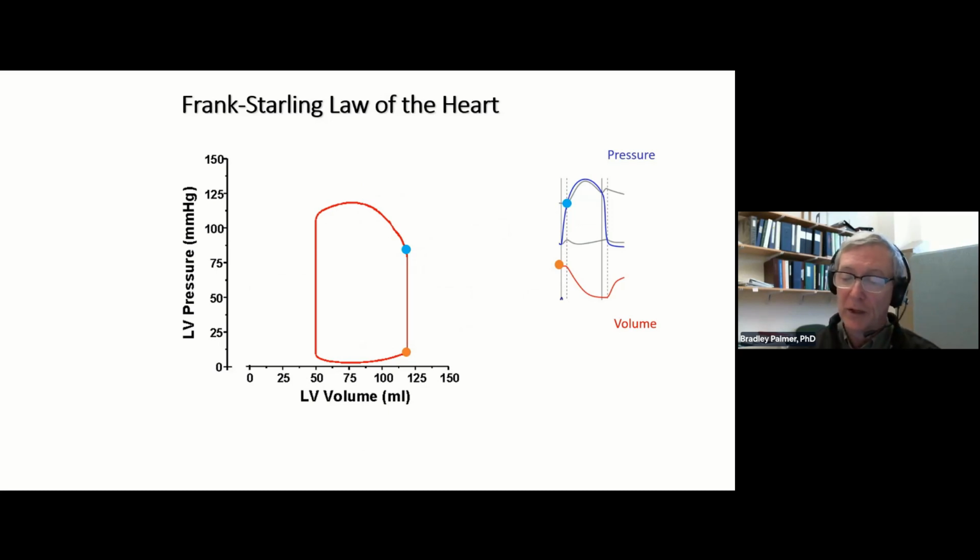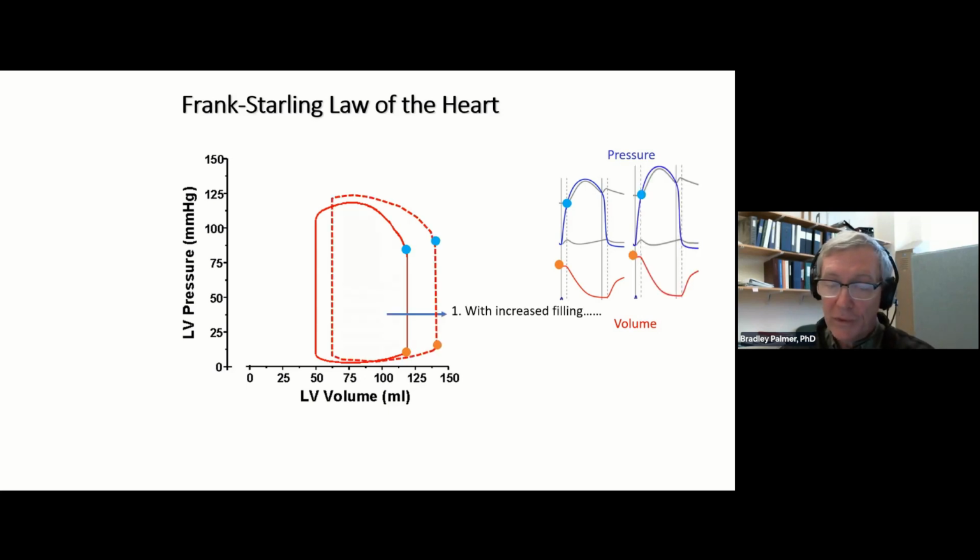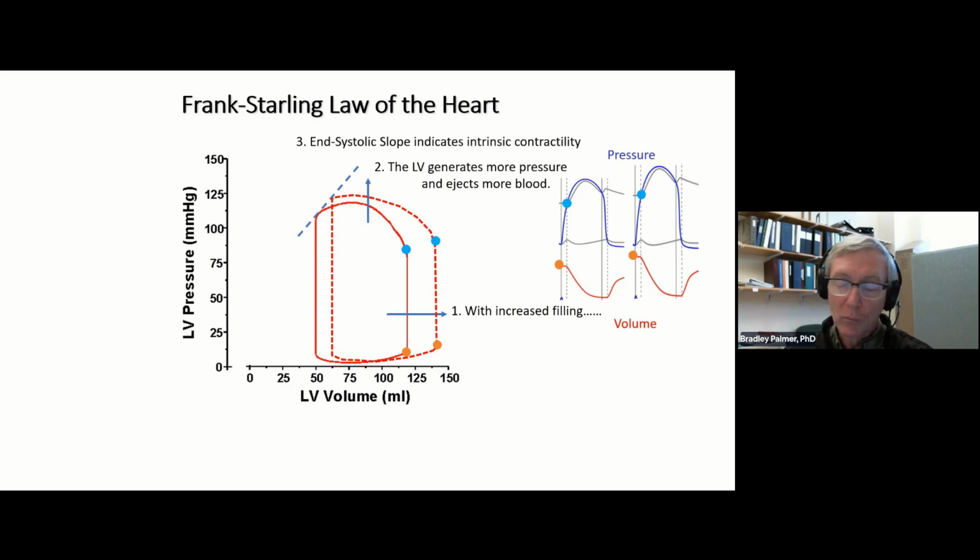So now we can get to the Frank-Starling law of the heart, which can be described as this. With increasing filling of the left ventricle, the left ventricle will generate more pressure and eject more blood. Because there is more blood ejected, the afterload is typically slightly elevated, and the extent of contraction is slightly reduced, at least compared to the prior preload condition. The slope of the pressure volume measurements at end systole is called the end systolic pressure volume relationship and is often used to indicate the intrinsic contractility of the heart.